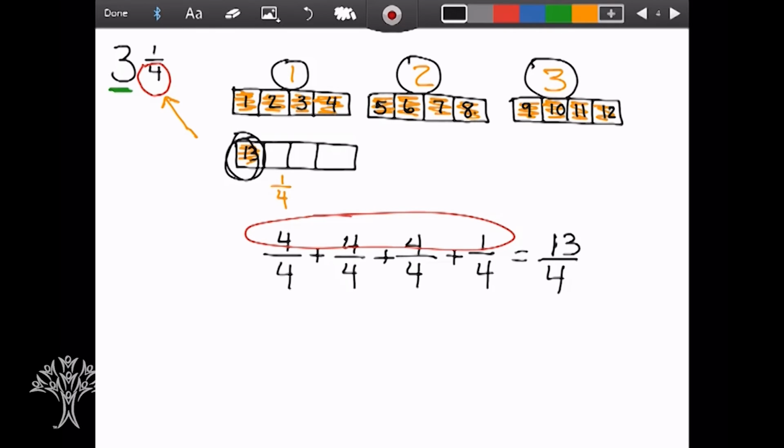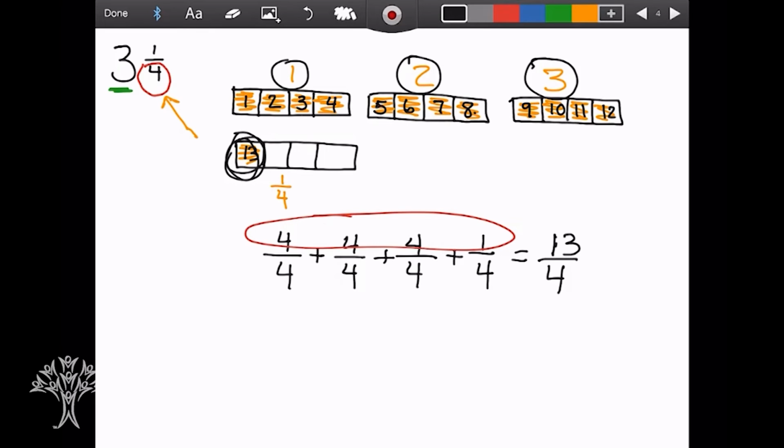And see how we counted that 13 all together? So that's using a picture model and breaking it apart into fractional units to get it together. There is one other method that's a little bit quicker, but you have to really follow the steps carefully.